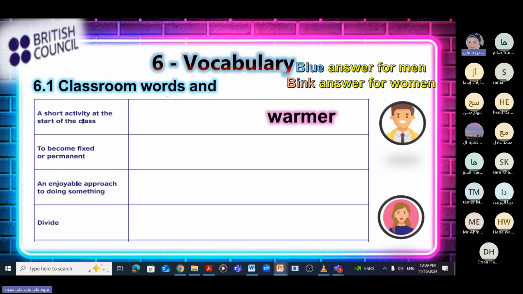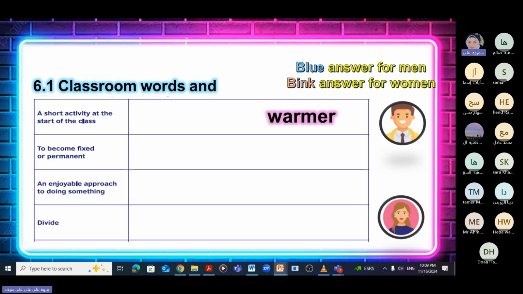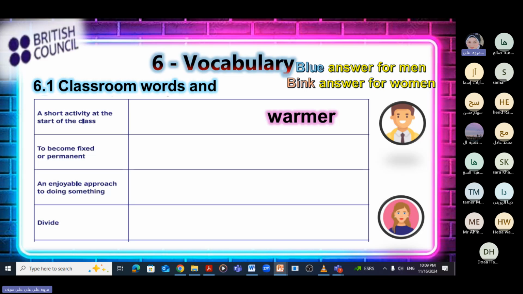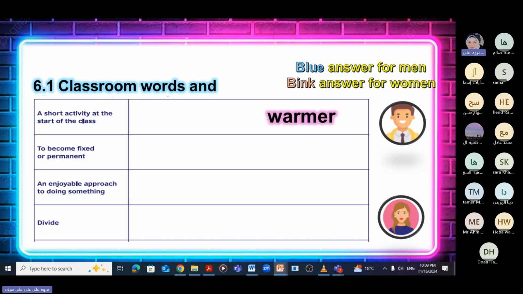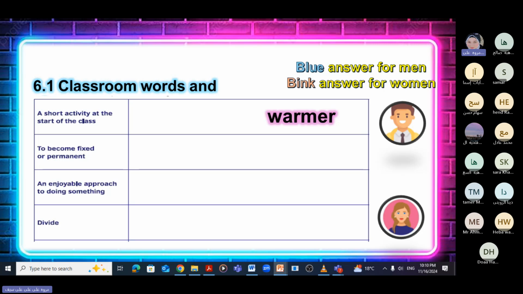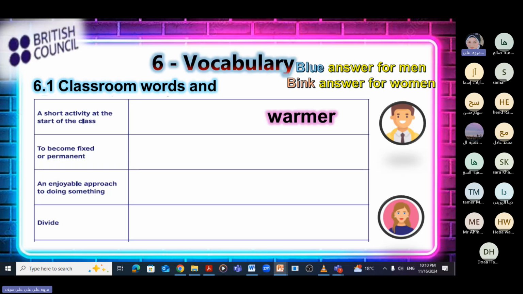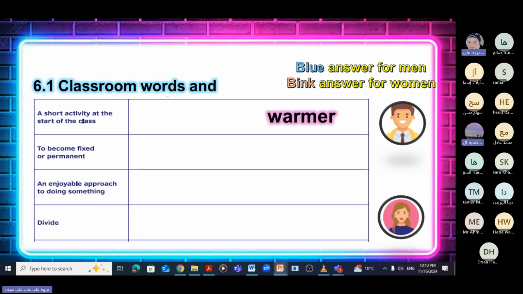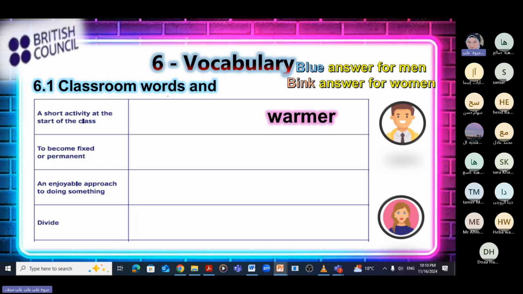Think a little bit. To become fixed or permanent. Durable. Who is sharing? A man or a woman? We have to determine this because, Mr. Muhammad, yes, durable. Durable. Yes. Okay. Stable. Stable.